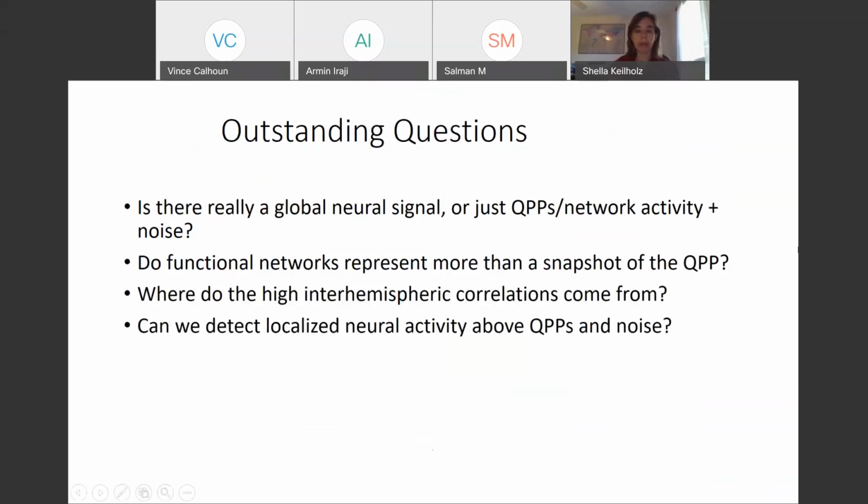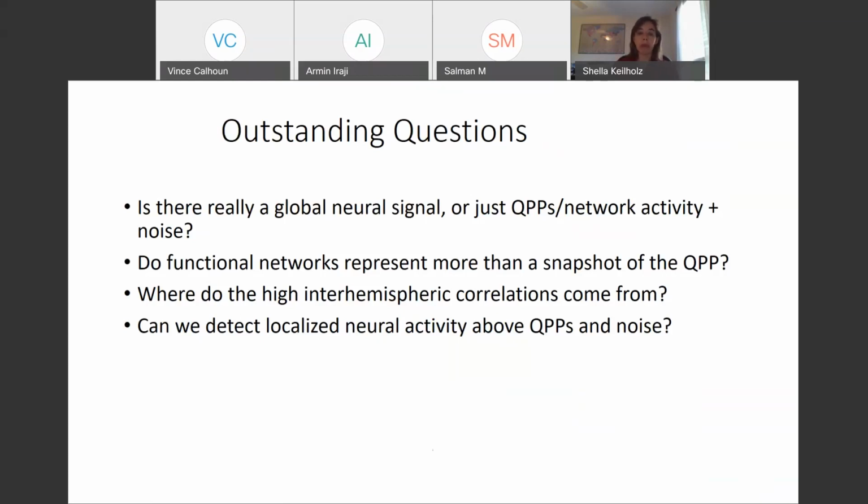Okay, so I said this is going to be an unsatisfying talk, and this is why I think it's unsatisfying, because these are still outstanding questions as far as I can tell. First of all, I don't think we know if there really is a global neural signal, or if we just get QPPs or neural activity, network activity and some noise, and that makes the global signal. The reason I want to know this is because the global signal has been really interesting in terms of distinguishing between patient groups. There's some possibility that that's just because there are motion differences between patient groups, but I'd really like to understand what was going on with this.